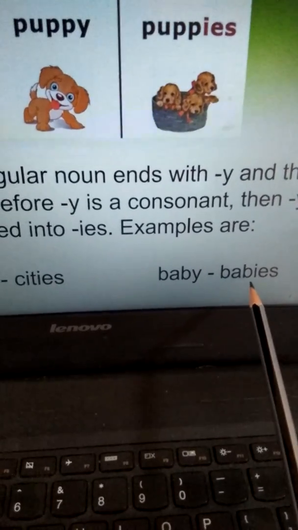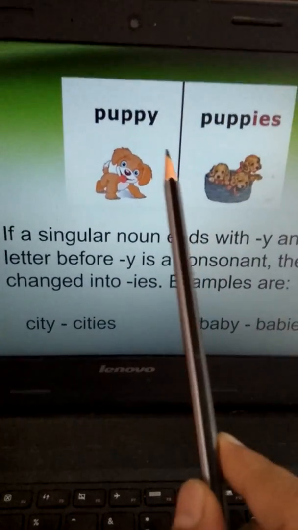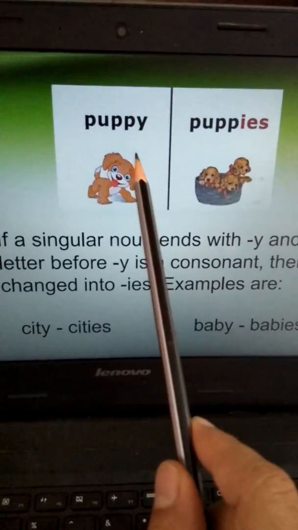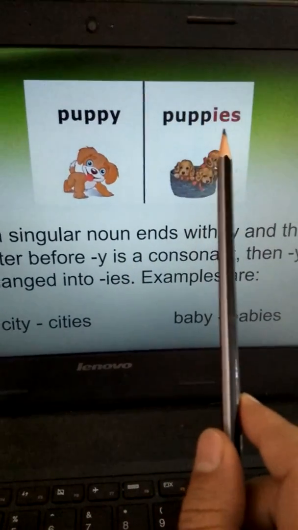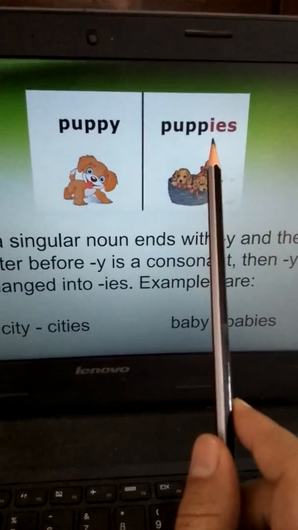Is it clear? So, a noun in singular form, if it ends with Y and there is a consonant letter before Y, then it changes into IES in the plural form. Clear, children?